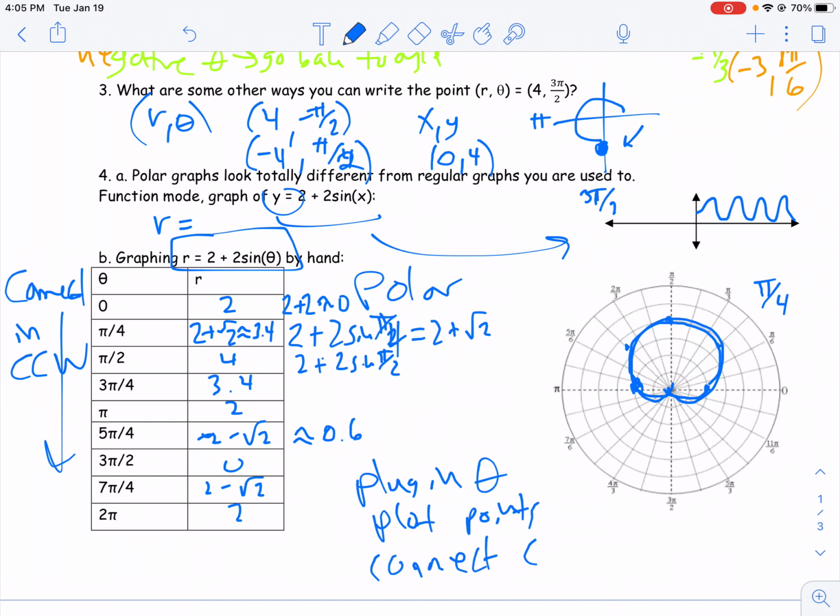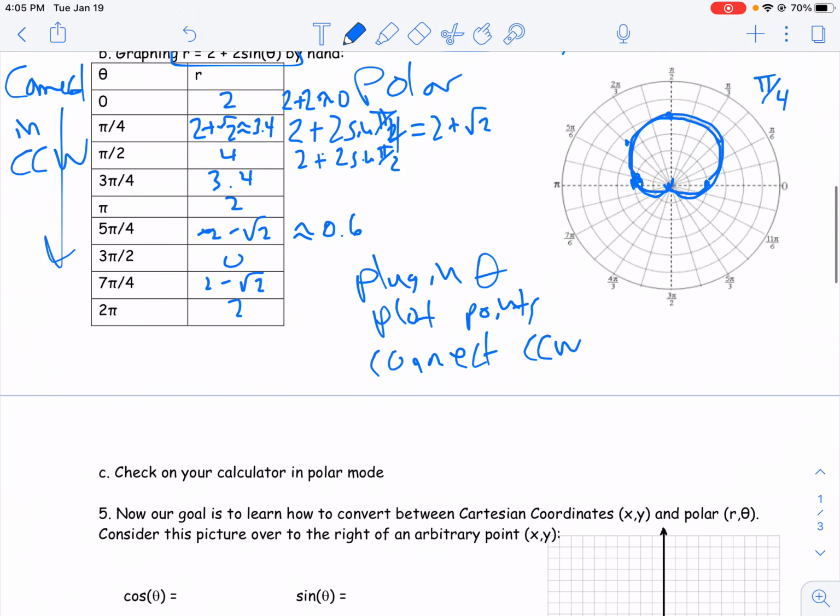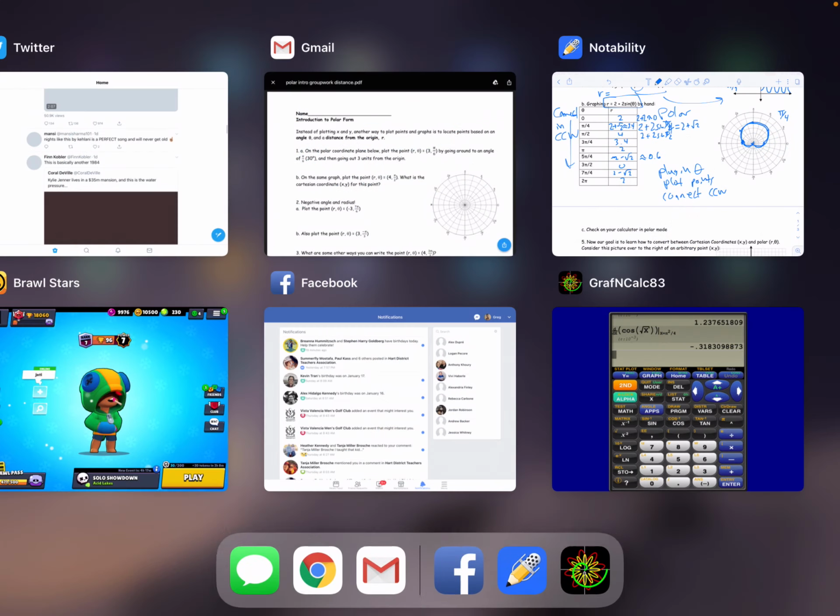Now, realistically, drawing one of these is not something you'll ever have to do on the AP test. I just want to show you what's happening when you see a graph or when your calculator graphs something. So I'll show you how to graph this in your calculator. So let's go to your calculator.